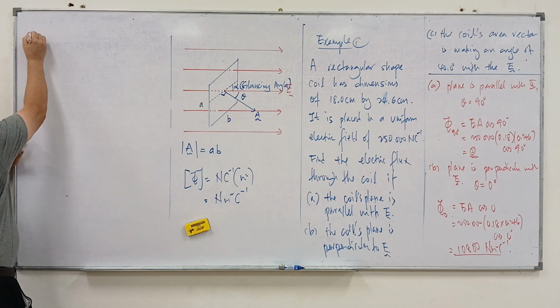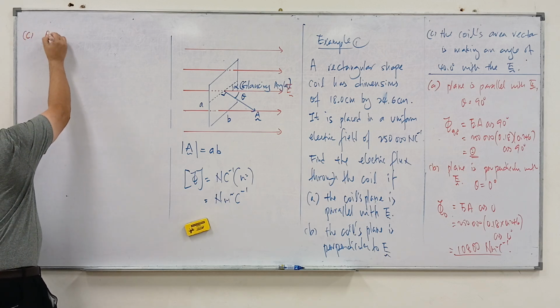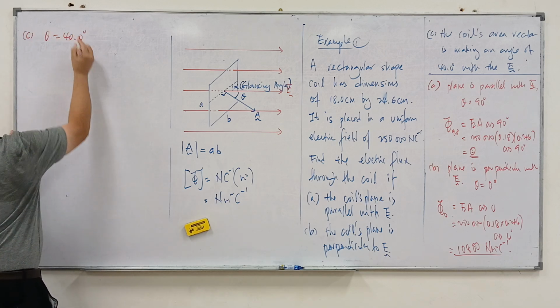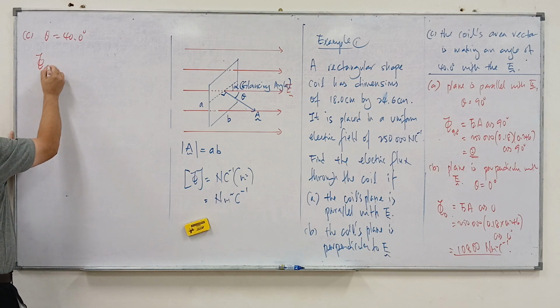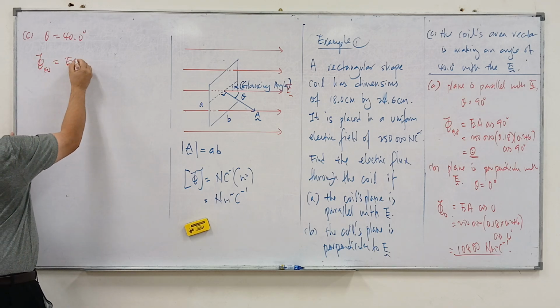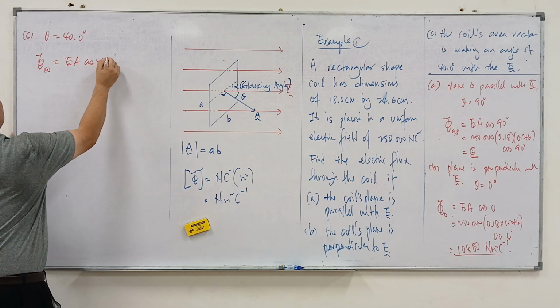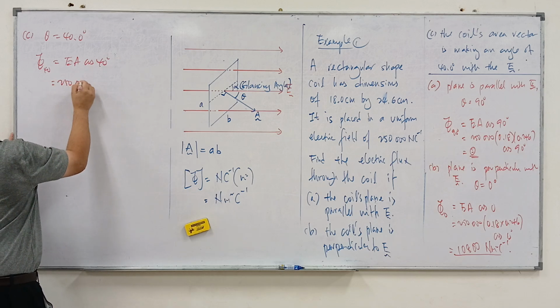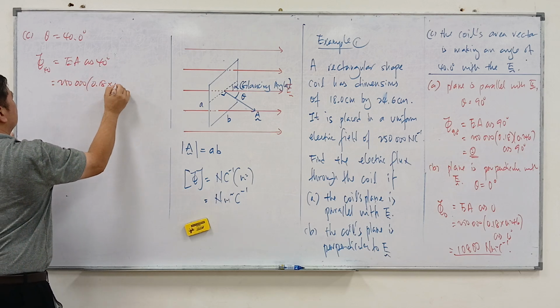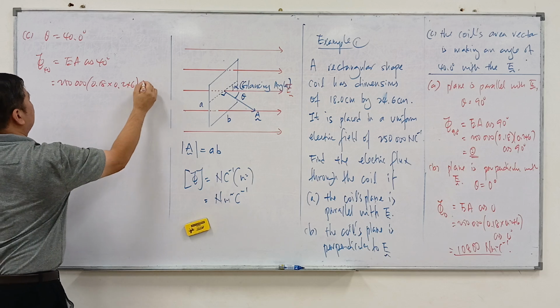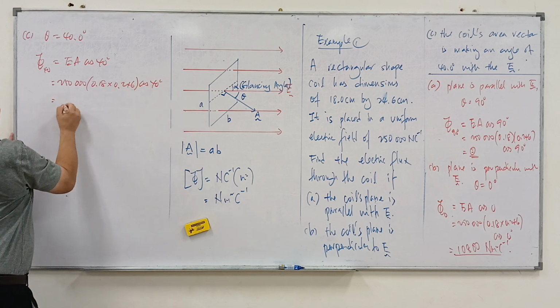See, theta is 40.0 degrees, so this one is easy because the value is already given to you. E A cosine 40, so 250,000, 0.18 times 0.246, cosine 40 degrees.